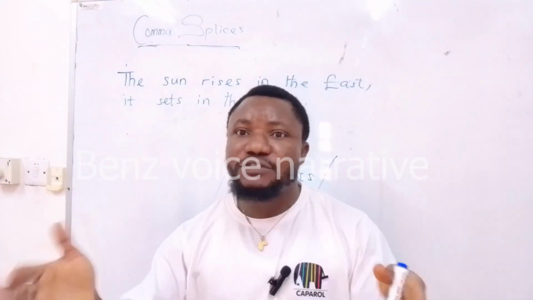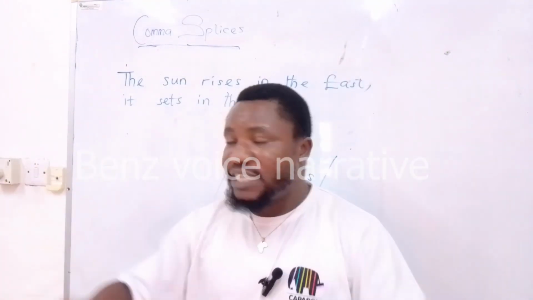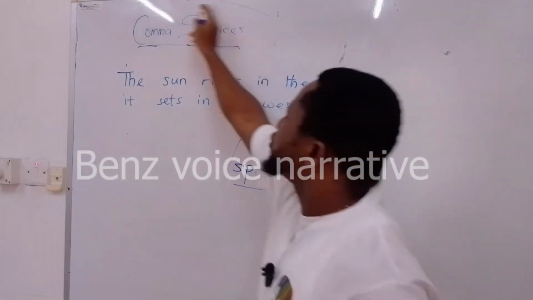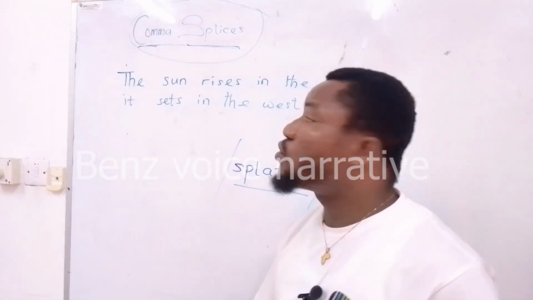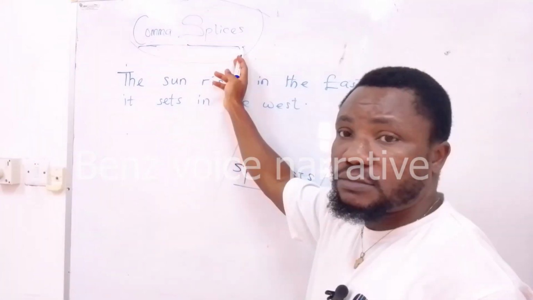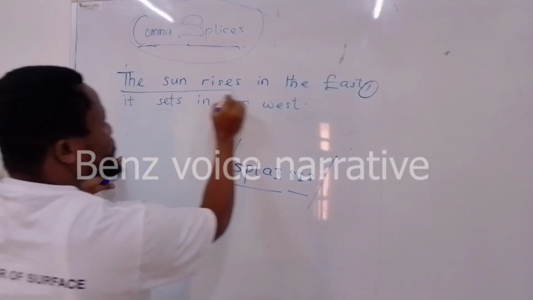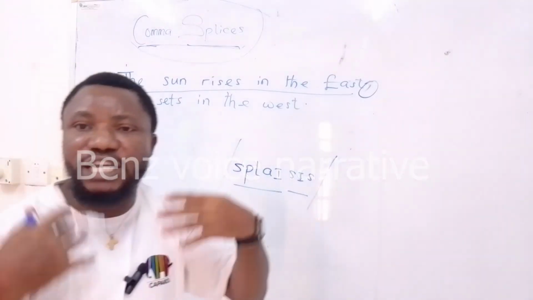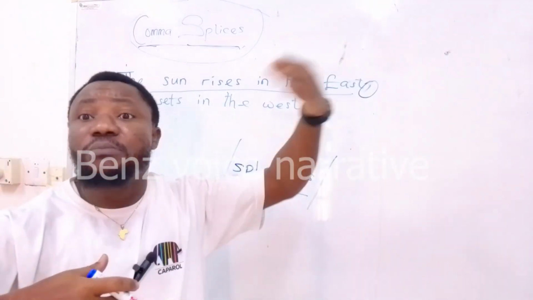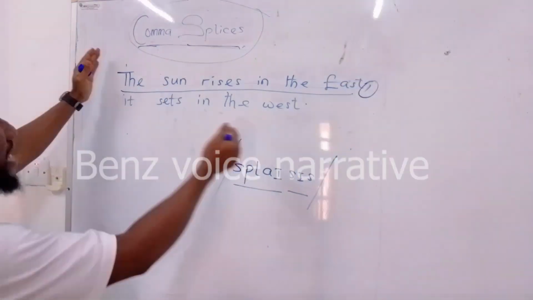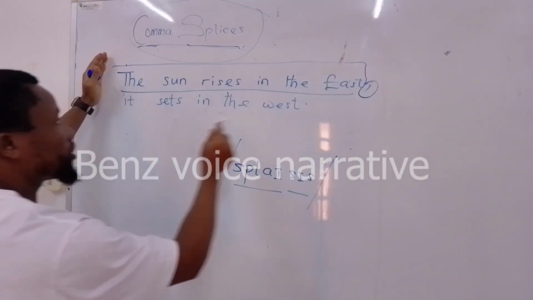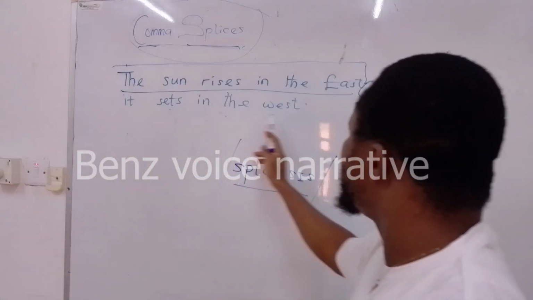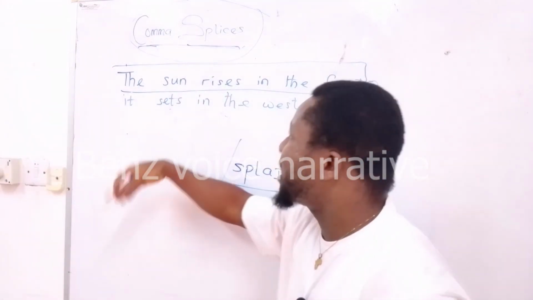When you have two independent clauses being joined with a comma, you have what is called comma splice, or comma splices in plural. Okay, now, the sun rises in the east is an independent clause, a clause that makes sense on its own. A complete thought, a complete meaning is expressed by this expression. The sun rises in the east. Independent clause. It sets in the west. Another complete thought, another independent clause.